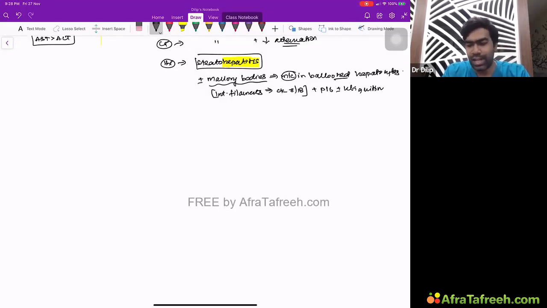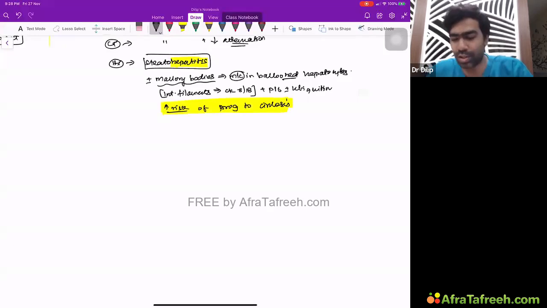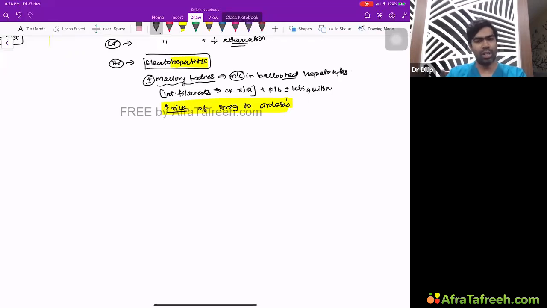Clear? And even after cessation of drinking, they can persist for a long time. The presence of Mallory bodies increases the risk of progression to cirrhosis. This is a point that will be asked in exam for sure. Increased risk of progression to cirrhosis over a period of time is associated with Mallory-Denk bodies. But remember, I told you only plus or minus, which means even in a patient with alcoholic hepatitis, Mallory bodies may or may not be there. And even after resolution of alcoholic hepatitis, even after stopping drinking, Mallory bodies can persist for a long time.